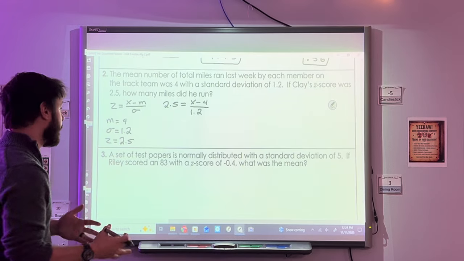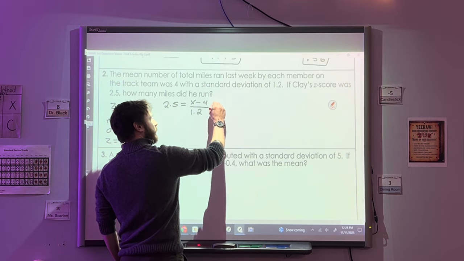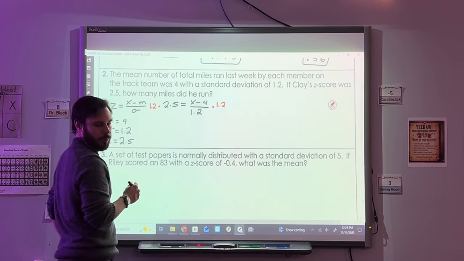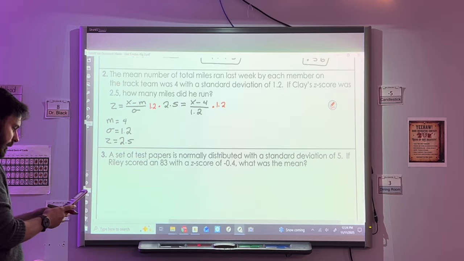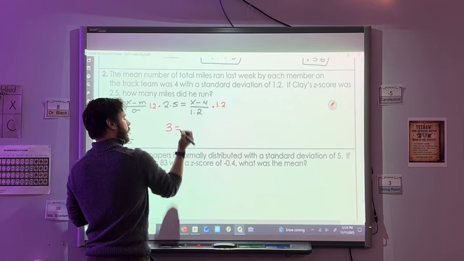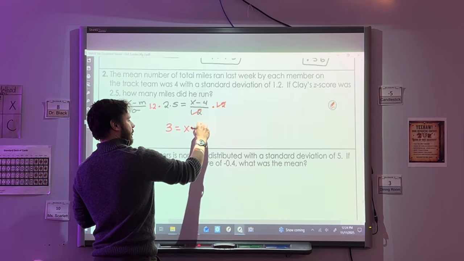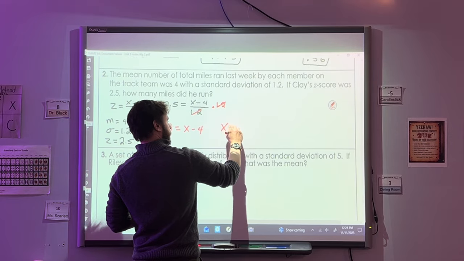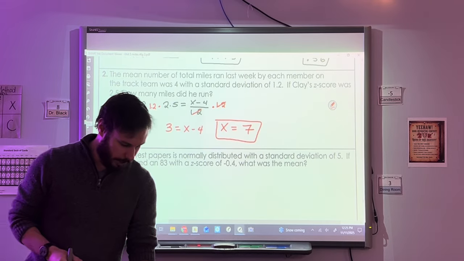Now this becomes a problem of algebra. How do I get x all alone? Well, currently x is being divided by 1.2. I'm going to multiply both sides by 1.2. 1.2 times 2.5, convenient, that's 3. Now I've cleared this denominator because that cancels, x minus 4. All I have to do is add 4 to both sides. So Clay ran 7 miles.